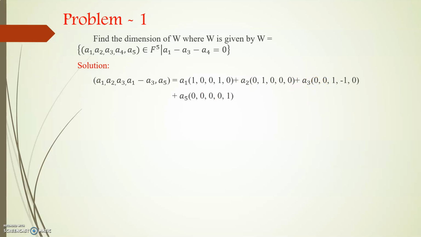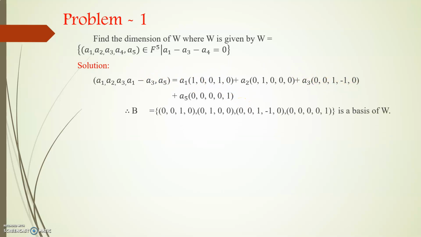So in a3, the a4 coefficient is minus 1 and the a3 coefficient is 1. Next, for a5, we write (0, 0, 0, 0, 1). Instead of a4, we wrote a1 minus a3. So this a1 is included in the a1 vector, and this minus a3 is included in the a3 vector. So we get the linear combination like this.